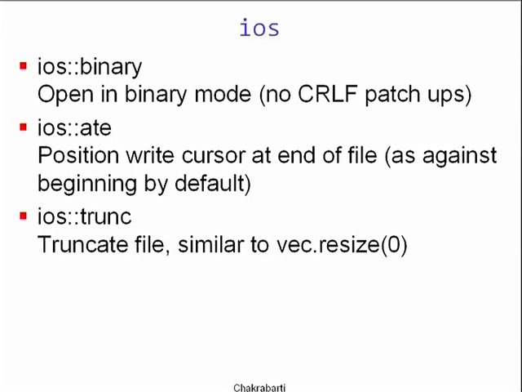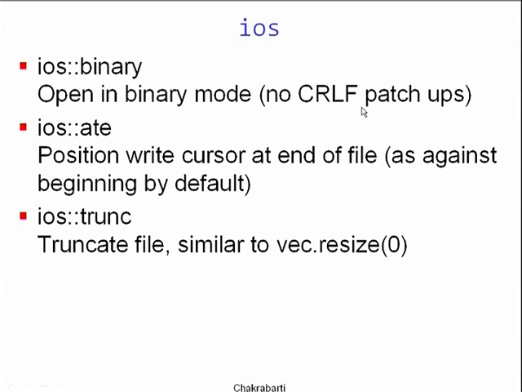Okay. And we'll do that as follows. So now there's also this thing called ios, which is a class coming alongside fstream, which lets you do a few things while opening files. For example, you can open a file in binary mode, which doesn't do this CRLF patch-ups. Okay, it doesn't distinguish between any, you know, Windows files, Unix files.